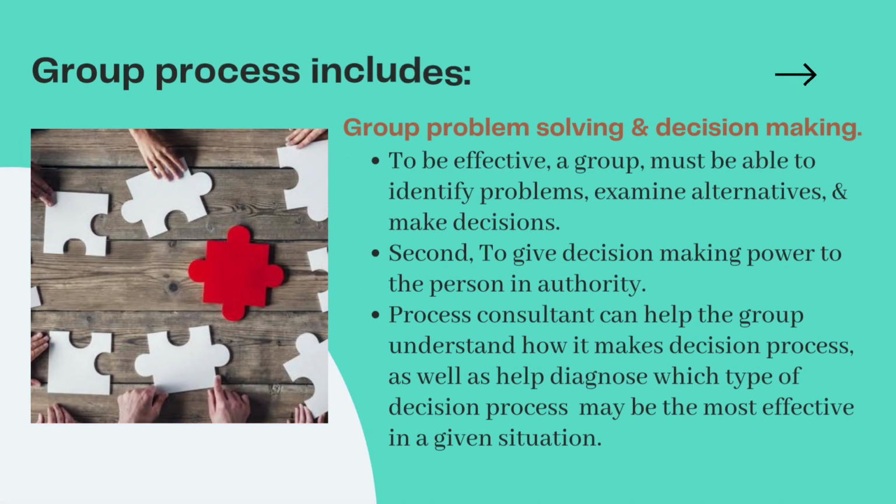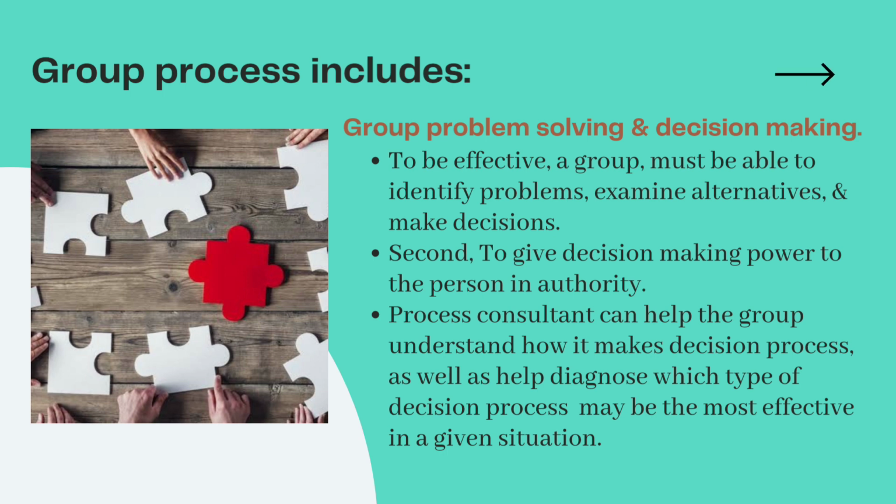Group problem solving and decision making is also included in group process. To be effective, a group must be able to identify problems, examine alternatives, and make decisions. For example, one way of making decisions is to ignore a suggestion, as when one person makes a suggestion and someone else offers another before the first has been discussed. A second method is to give decision-making power to the person in authority. Sometimes, decisions are made by minority rule, with the leader arriving at a decision and turning for agreement to several people who will comply. Decisions can also be made by majority rule, consensus, or unanimous consent.